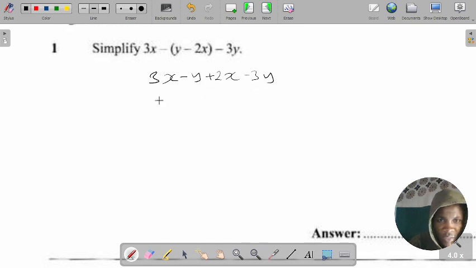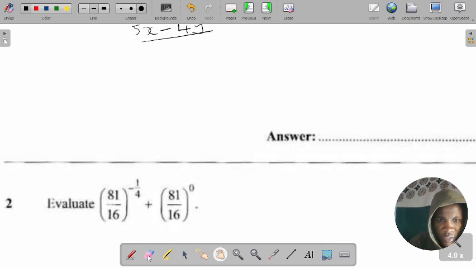Now let's collect the like terms since they're saying simplify. So it'll be 3x followed by plus 2x, followed by negative y followed by negative 3y. So 3x plus 2x, you get 5x, negative y minus 3y, you get negative 4y. So you write the answer under there, 5x minus 4y.